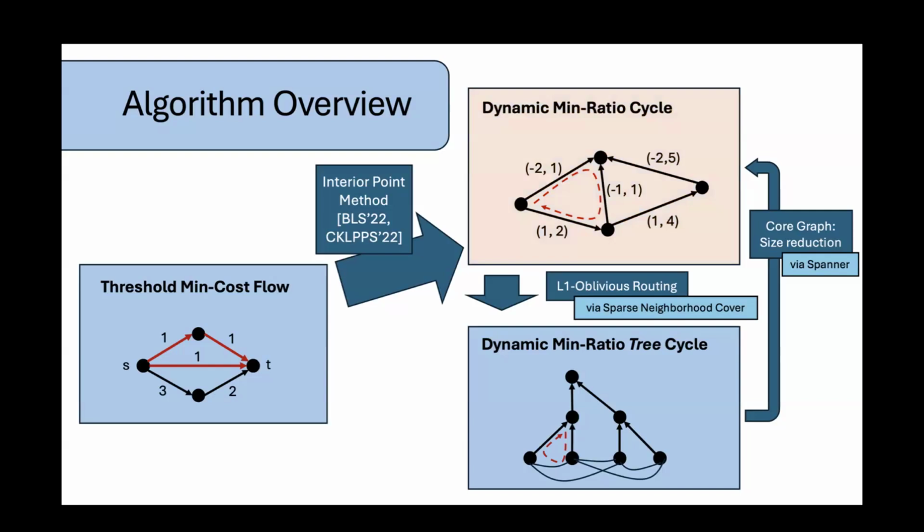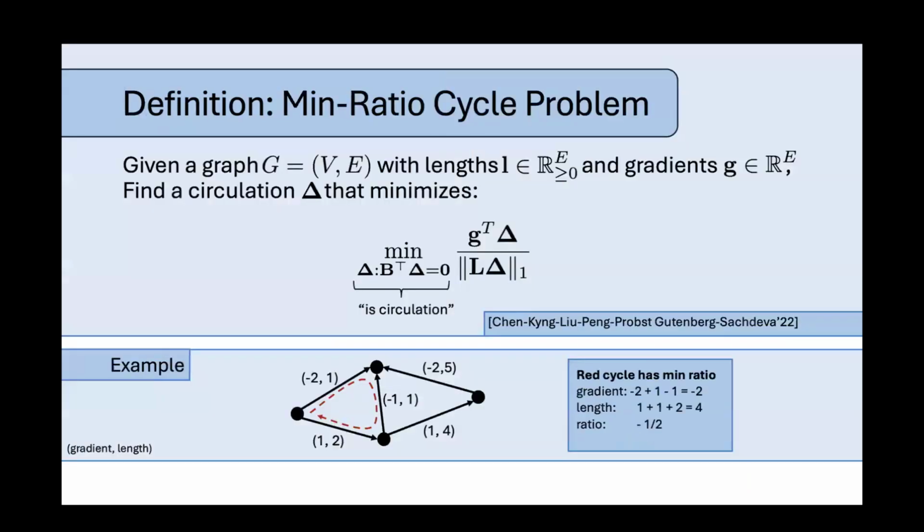Let's first zoom into the dynamic min ratio cycle problem and define it and give some intuition about it. The dynamic min ratio cycle problem is again a problem on directed graphs with lengths and gradients, where lengths are a bit like the capacities and gradients are a bit like the costs, in the sense that lengths are positive and gradients can be anything. The goal is now to find a circulation delta that minimizes the gradient divided by the length term.